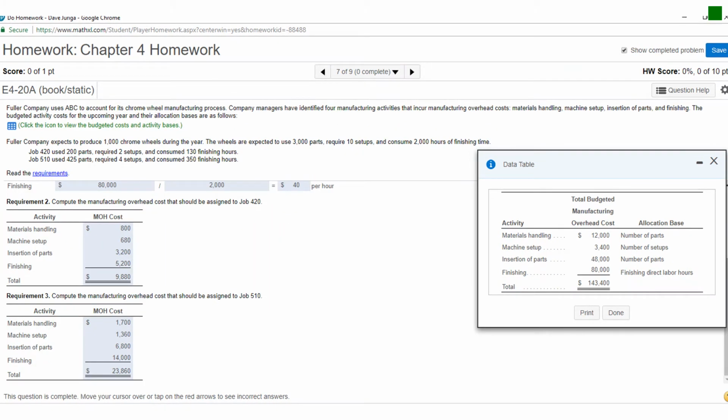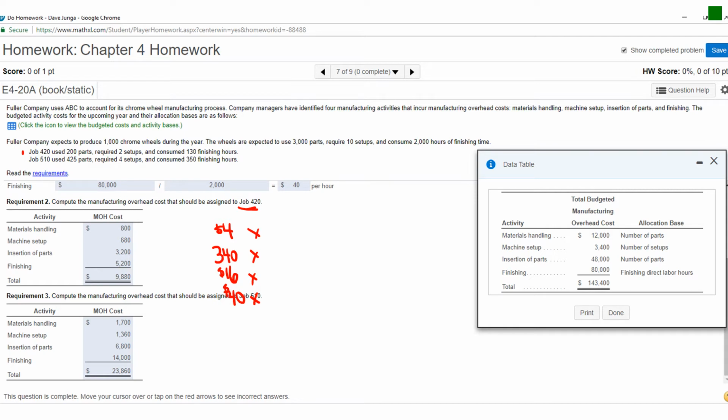Okay, so for the next 2 requirements, you're going to use those rates to assign the overhead. First, for job 420, which they give you right here, I'll remind you of the rates. You had $4 per part type, $3.40 per setup, $16 per part type, and then $40 per hour. So what you're going to do is multiply by the activity.